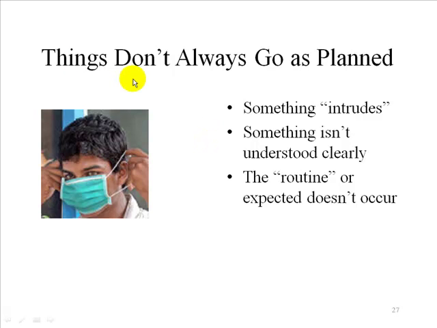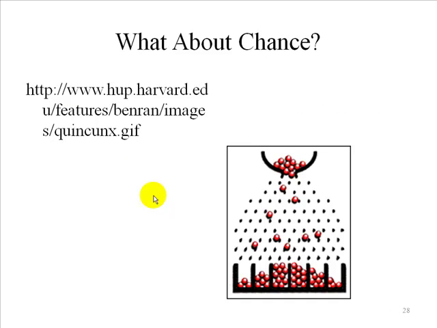For example, things don't always go as planned. Something intrudes. We don't understand how it happened, why it happened. We didn't necessarily plan for it. What we usually do isn't working out this time. And then there's always chance. Well, it just happened that way. There's nothing that falls outside of our nice XY.